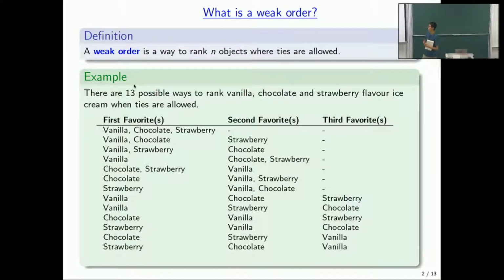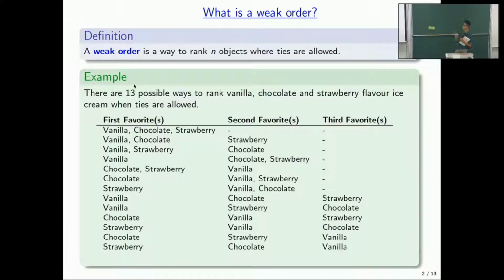For weak orders, I first noticed this kind of object because of my personal interest in horse racing gambling, basically. So when we try to do horse racing gambling, we can actually use weak orders to describe the result of the actual horse race.